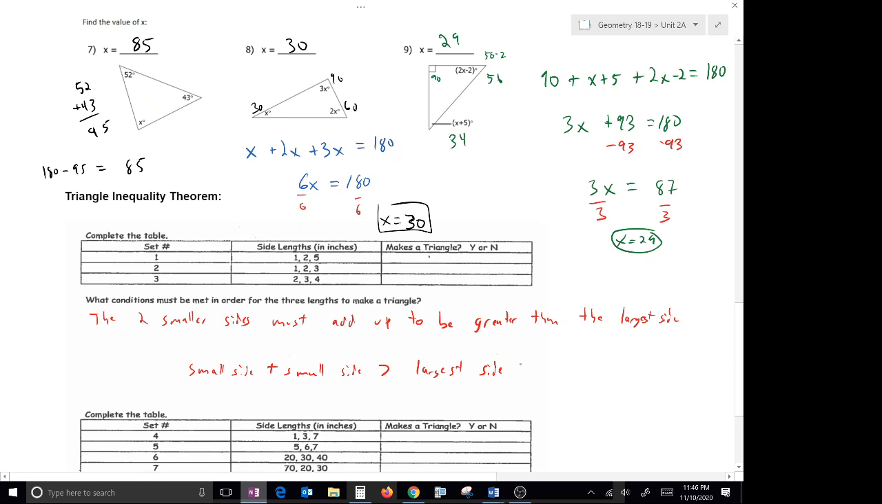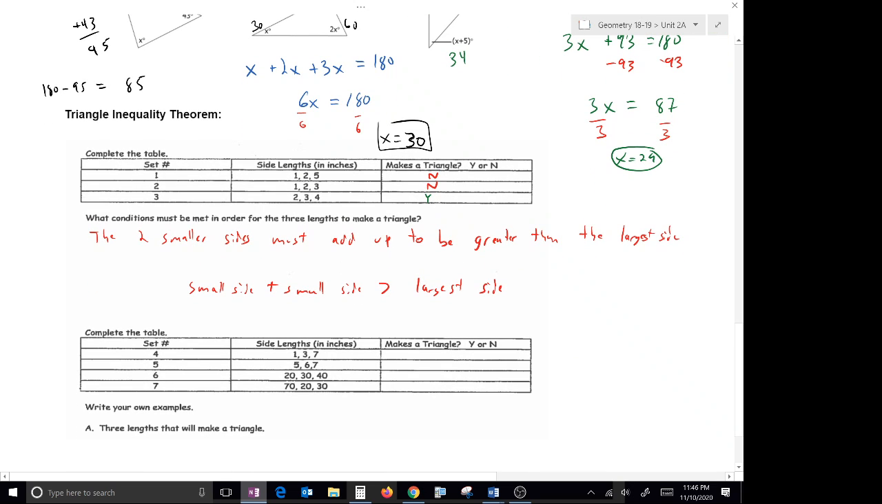So we've got some possibilities here. We're going to see if we can make a triangle. I've got 1, 2, and 5. Well, 1 and 2 add together to make 3, which is not greater than 5, so that's going to be a no. 1, 2, and 3. 1 and 2 add up to 3, which equals 3, but again, that's still a no. Those are going to fold up and make a perfect segment, but not a triangle. How about 2, 3, and 4? Well, 2 plus 3 is 5, which is greater than 4. So yes, that one can make a triangle.